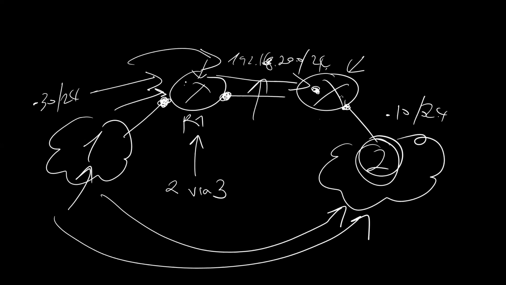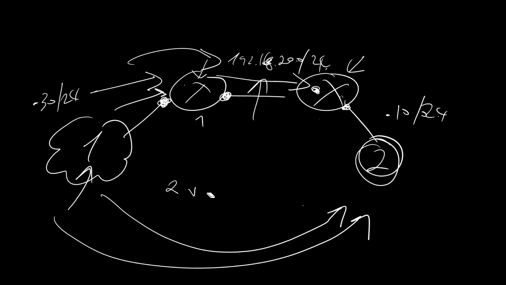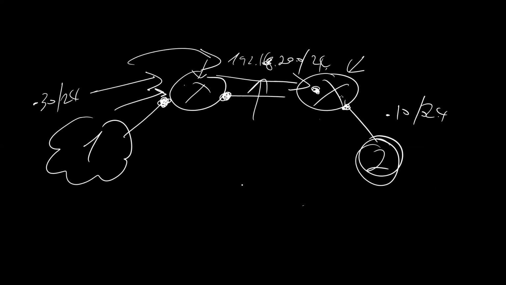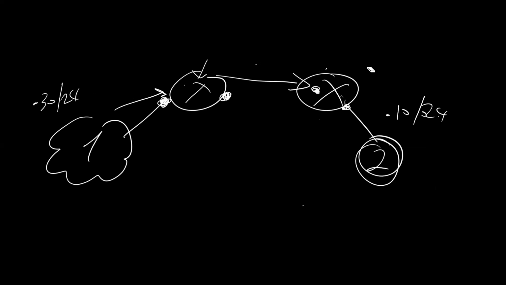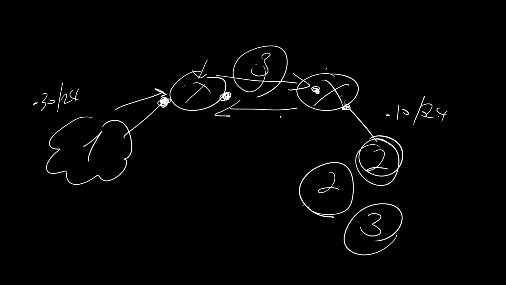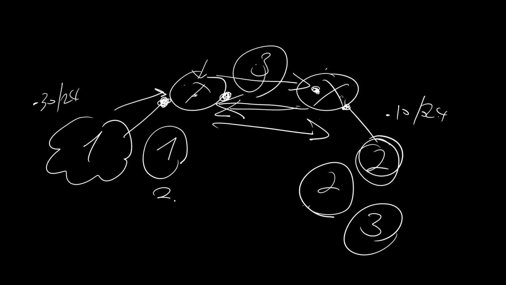This is static. If I want to go dynamic, a dynamic routing protocol, it automatically learns that there is a network. How does it automatically learn? Messages are sent. My routers exchange messages. This router sends a message saying, I know network 2, I know also network 3. Then this other one sends a message saying, I know network 1 and I know network 3.